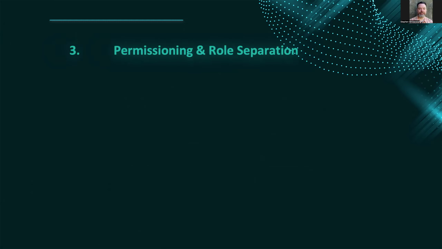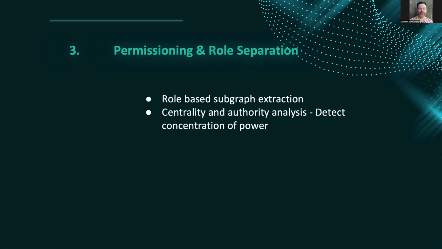And then we move on to permissioning and role separation. So role-based subgraph extraction can help you identify roles such as reader, commenter, editor, and reviewer, and filter those roles. And centrality and authority analysis, including using algorithms like eigenvector, PageRank, can help detect concentration of powers and identify over-centralized users who may have high PageRank in the permission graph and potential concentration of power.